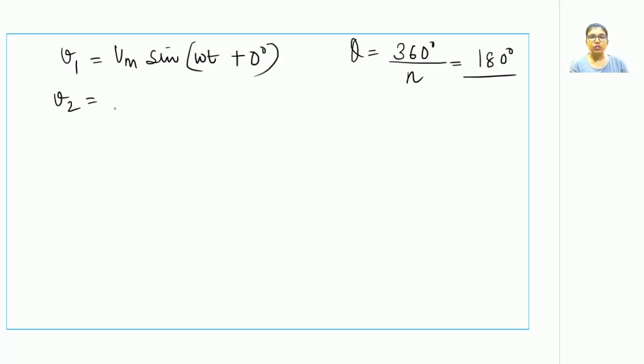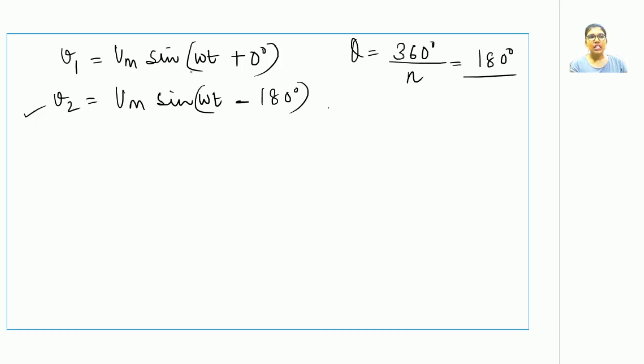And what will be the value of V2? It will be Vm sine omega t minus. You know why it is minus? Because this signal is generated after the generation of V1. And by how many degrees? It is minus 180 degrees.